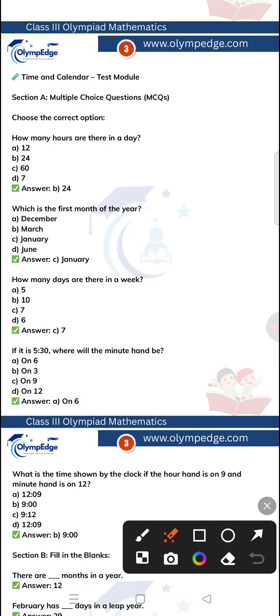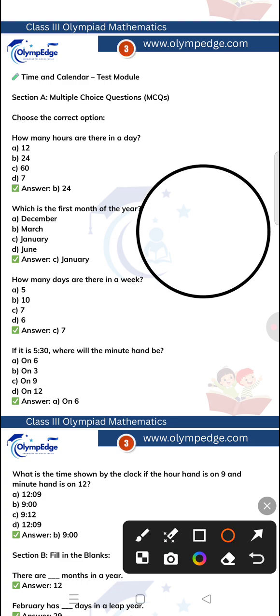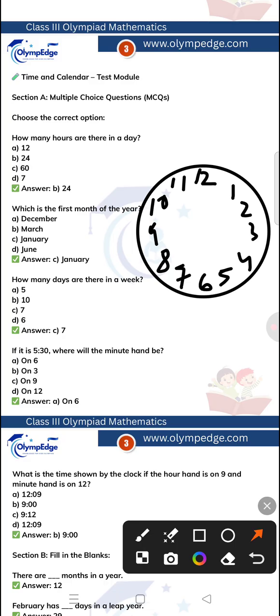Then if it is 5:30, where will the minute hand be? So, if it is 5:30, let me write the numbers: 1, 2, 3, 4, 5, 6, 7, 8, 9, 10 and 11, right? So, if it is 5:30, the hour hand will be at 5, and where is the minute hand? At 30, right? So where is 30 minutes? From here we will start counting minutes, okay? We are not counting the hours, we are counting the minutes.